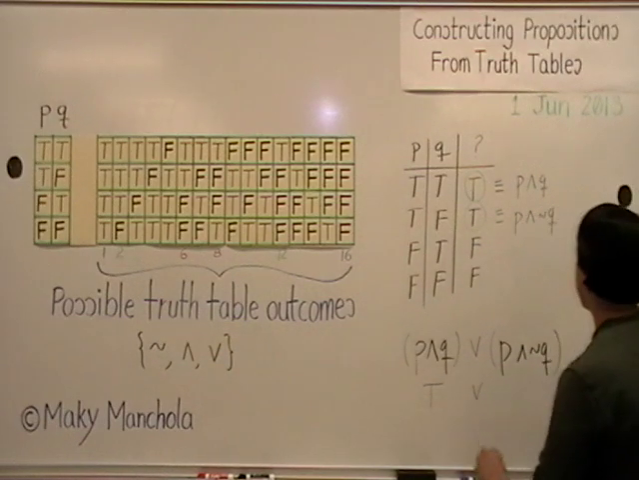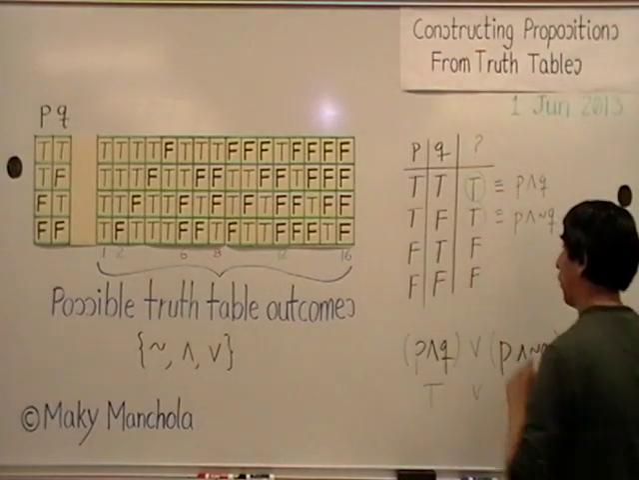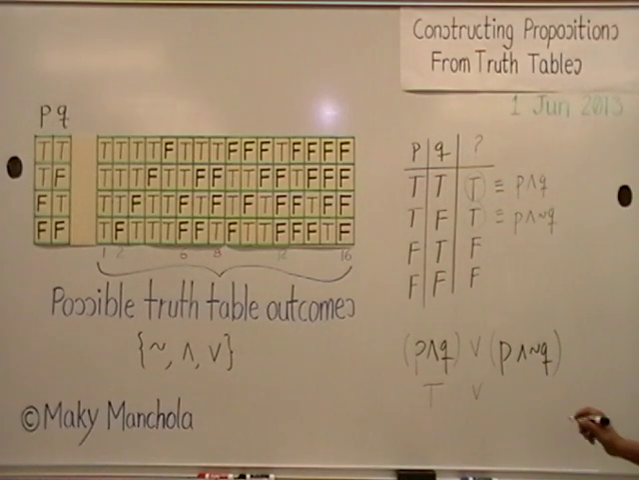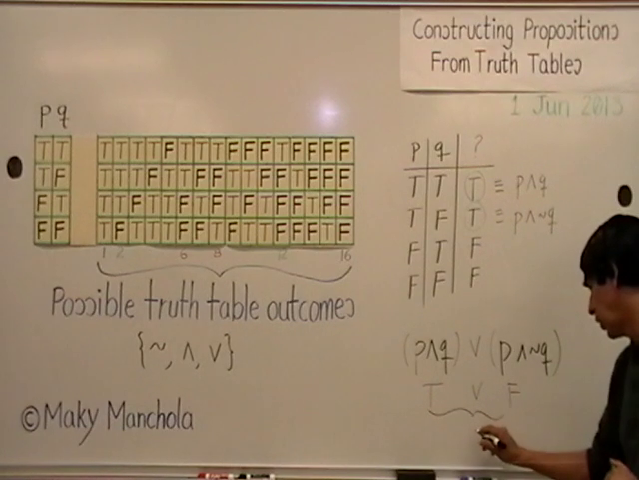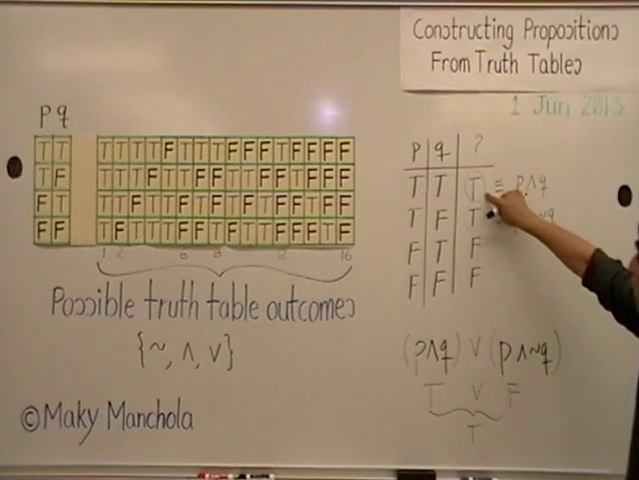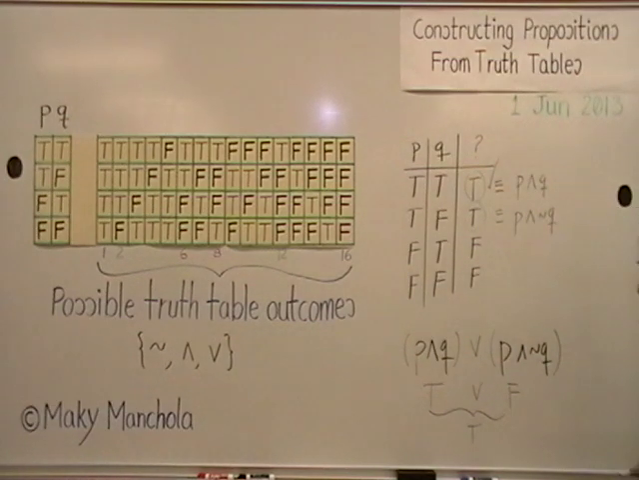Or the second component will give false, because when you take true and the negation of true, you get true and false, which is false. As a result, true or false, which is true. So we have met our requirement. We wanted a true outcome, and we've got it.